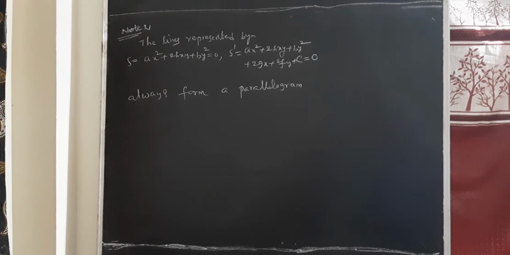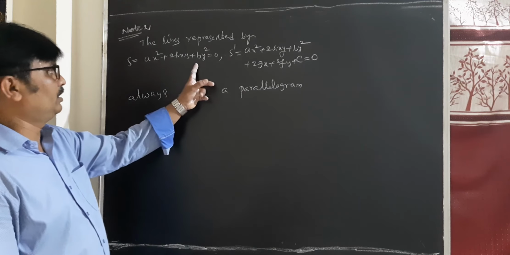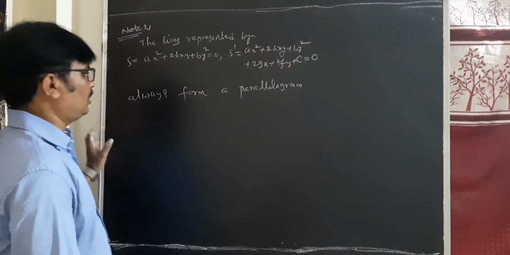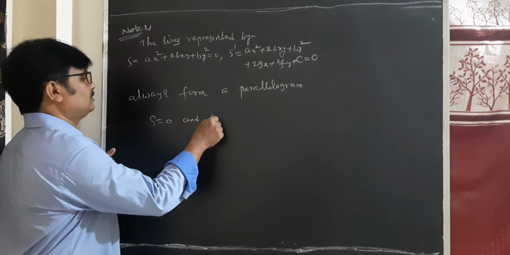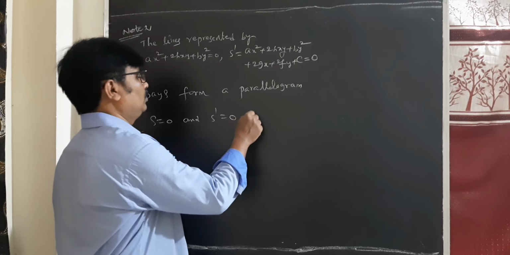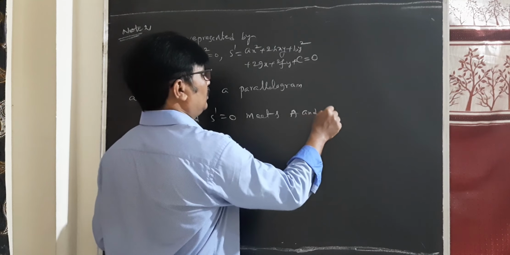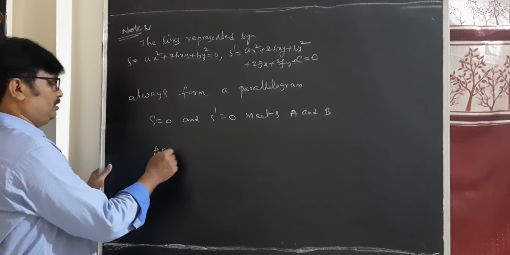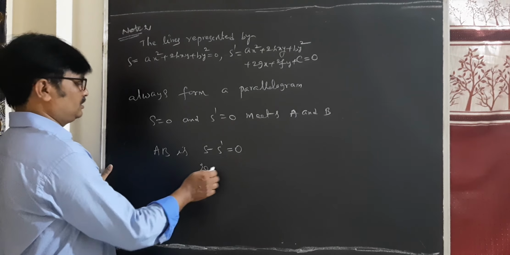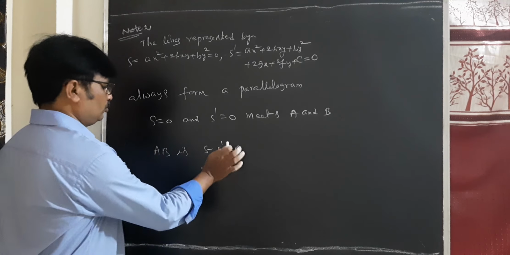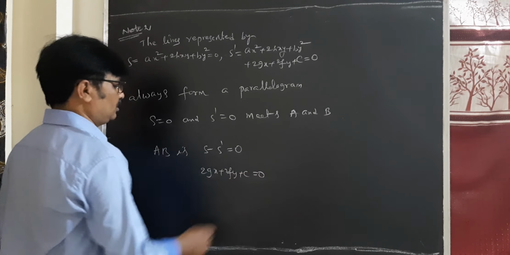Dear students, the lines represented by S equal to ax square plus 2hxy plus by square equal to 0 and S dash equal to 0 always form a parallelogram. So S equal to 0 and S dash equal to 0 meet at A and B. Then the equation of the diagonal AB is S minus S dash equal to 0, that is, 2gx plus 2fy plus c equal to 0.